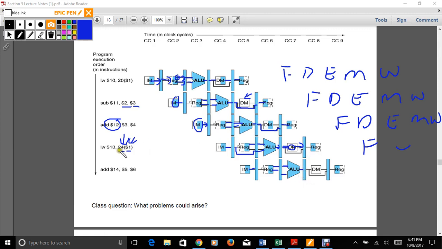In cycle 8, we're going to take this value here and we're going to load it into register 13, which is there. Here we're going to circumvent the data memory and put the buffer value on the buffer there. And then in cycle 9, we're finally going to update this register here.